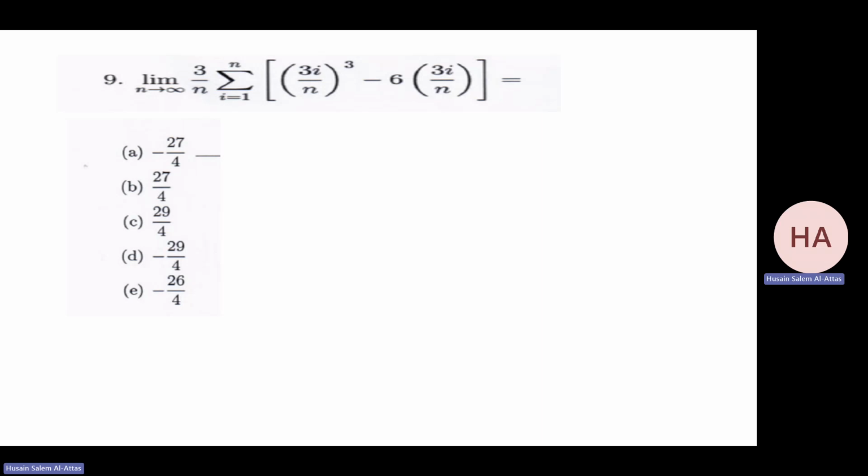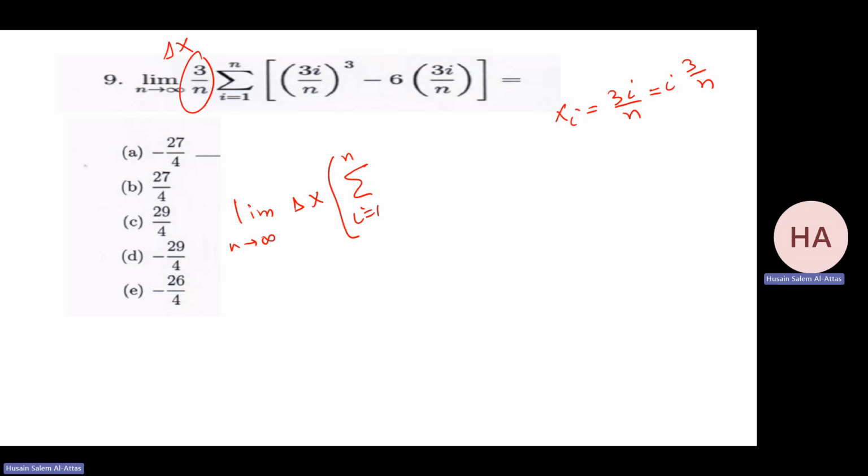Yeah, it seems xi is 3i over n. So this is my delta x. So that will be the limit as n goes to infinity of delta x times the summation from i equals 1 to n of xi cubed minus 6xi. So very clear, what is my function? My function is x cubed minus 6x.